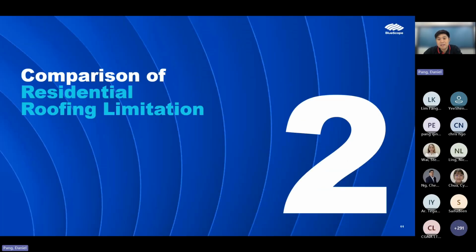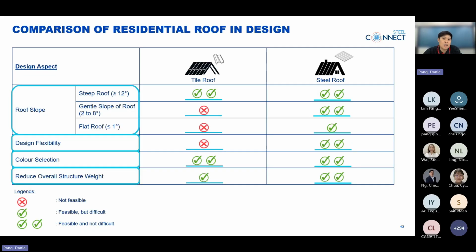So with that in mind, let's now look at where different roofing systems start to face design and performance limitations. Here is a comparison of residential roofing in design aspect. As mentioned previously, on your left will be the tile roof, while the right is the steel roof. In design aspect, we evaluate it by looking into four main categories. We have roof slope, design flexibility, color selection, and also overall structural weight.